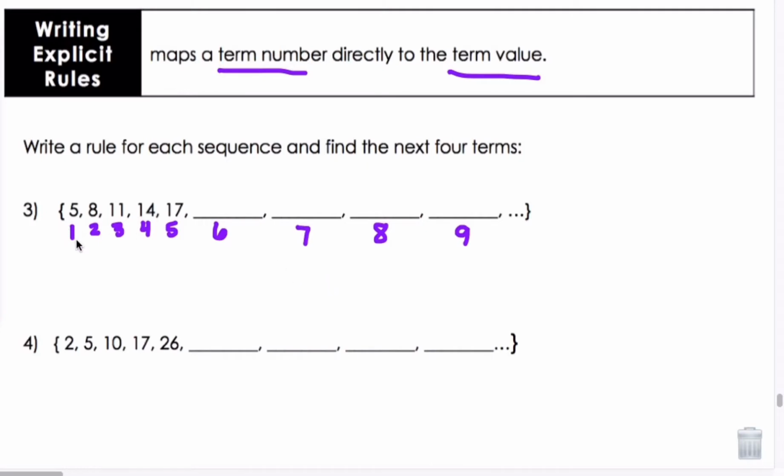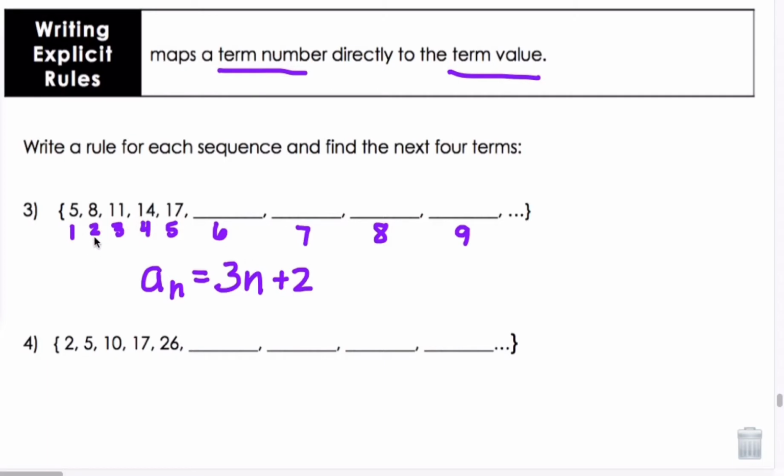And then I have to think, the number 1 is related, how did I get 5? What could I have done to 1 to get 5? And what could I have done to 2 to get 8? That would have been the same rule. And in this case, it's going to be a sub n, what I'm looking for. It's going to be 3 times the term number plus 2. And that would work for all of these.